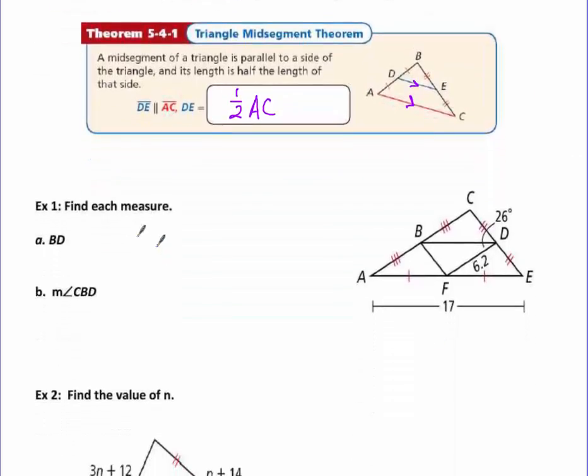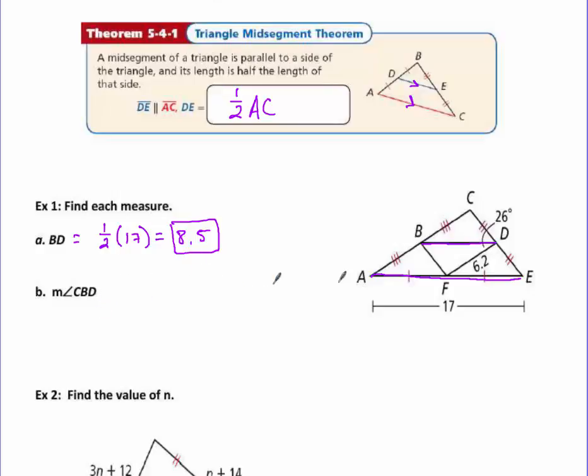So let's go ahead and look at a couple of examples. It says find BD. Well, BD is right here. Now, we just said that our midsegment is half of the side that it's parallel to. Well, that's this side right here. So BD just equals 1/2 of 17. And you can type that in your calculator, and that is going to be 8.5.